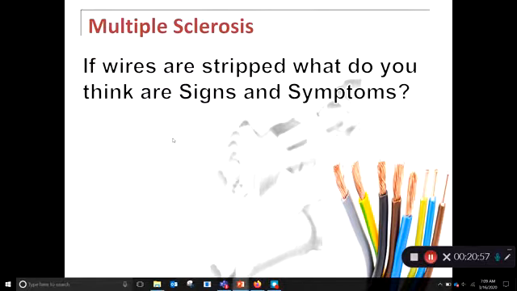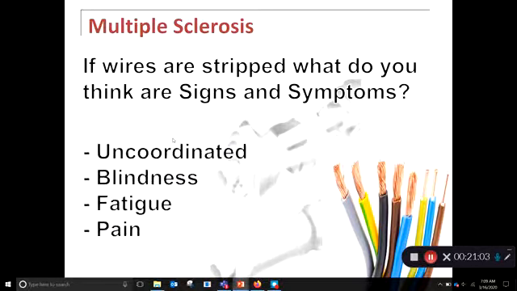So what would happen if you stripped away those wires? What do you think the signs and symptoms would be? Well, you could be uncoordinated. One side could not be working very well. The left is a little bit slower than the right, or vice versa. You'd have one-sided blindness, both-sided blindness. You could have double vision. You could have split vision. You could have a whole bunch of things. Fatigue. You could also have pain. It's not a pretty disease. It could relapse, meaning that you can bounce back. But if it's progressed to a point, then there is no bouncing back, unfortunately.